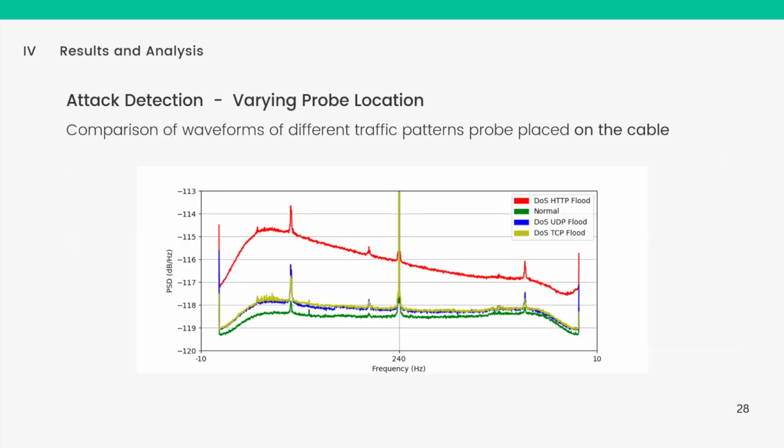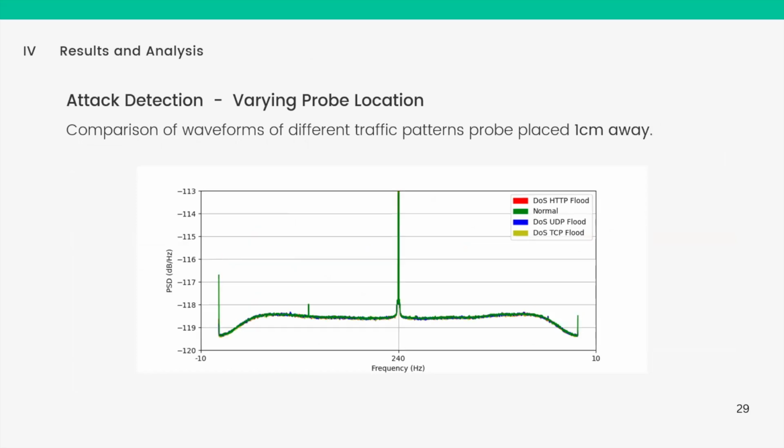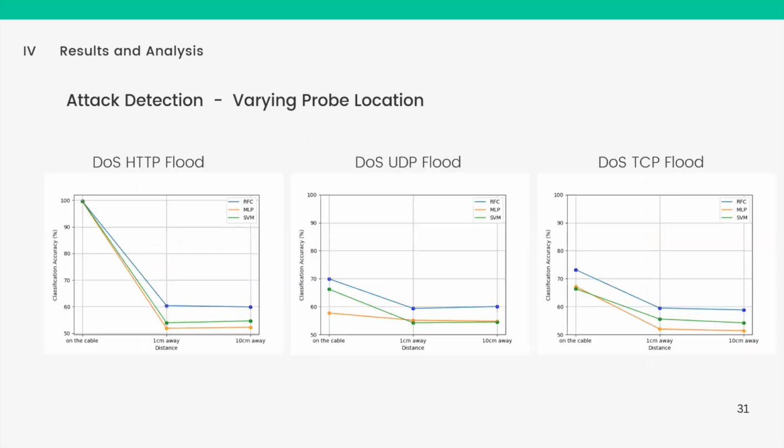This is when we keep the antenna in touch with the cable, so the same thing we got earlier. And this is when we place the antenna 1 centimeter away from the cable. You can see that we can't see anything separately in this one. And this is when we take it 10 centimeters away, so it's the same thing. Then we train the models, and you can see the accuracy drops drastically when we take the antenna at least 1 centimeter away from the cable, for all 3 attack types.